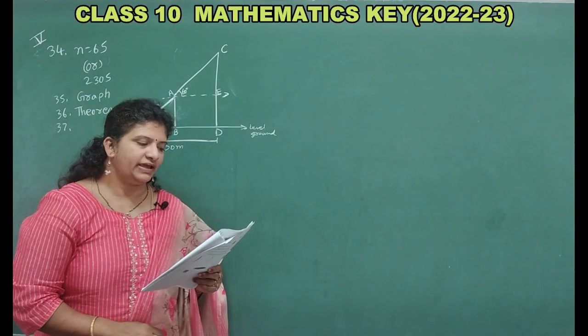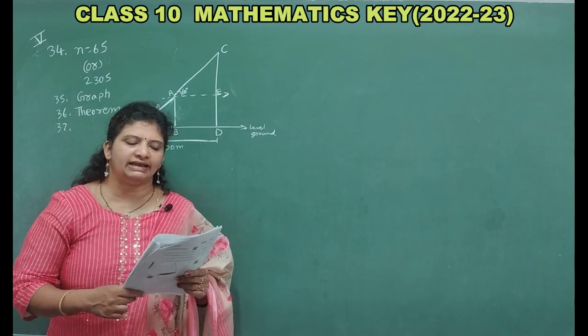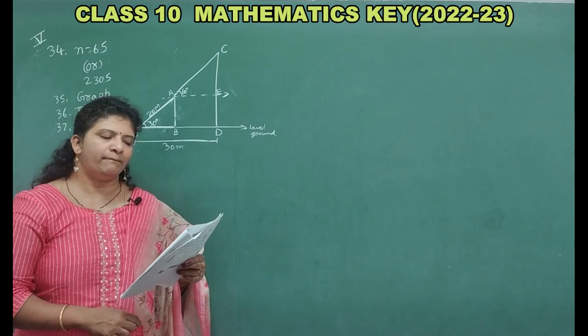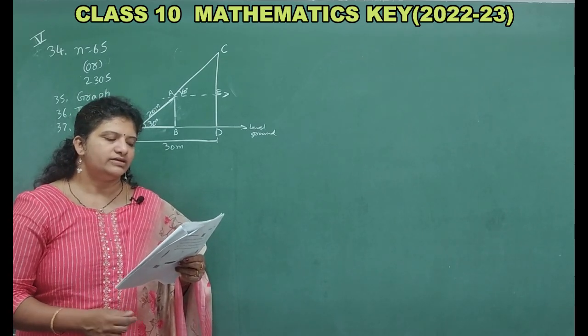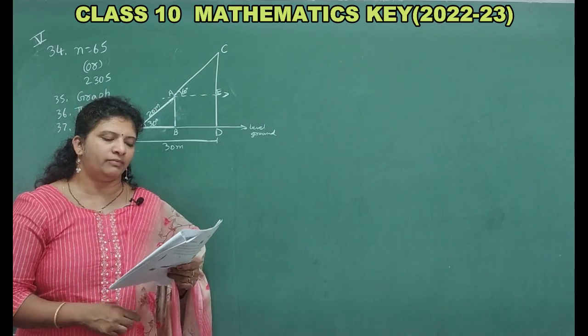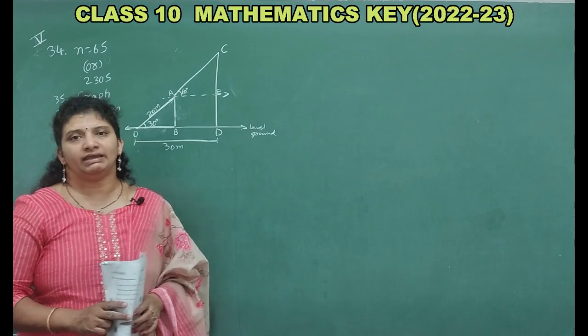Last problem in this main, 37th problem. In the given figure, a rope is tightly stretched and tied from the top of a vertical pole to a peg on the same level ground, such that the length of the rope is 20 meter and the angle made by it with the ground is 30 degree. What do you understand here?